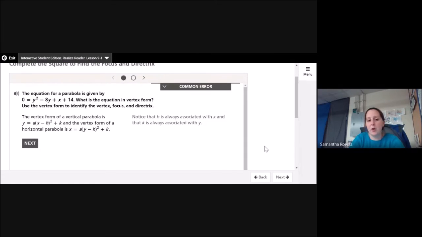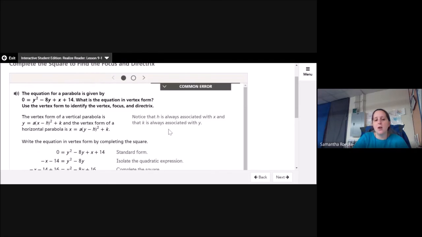The vertex form of a vertical parabola is y equals a times (x minus h) squared plus k, and the vertex form of a horizontal parabola is x equals a times (y minus k) squared plus h. Notice that h is always associated with x and that k is always associated with y. Write the equation in vertex form by completing the square.